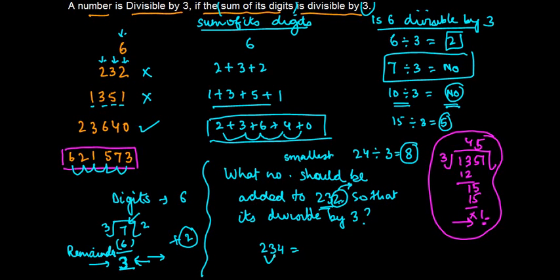Now if you see, 2 plus 3 plus 4 gives you how much? 2 plus 3, 5, plus 4 gives you 9. So the smallest number that should be added to make 232 divisible by 3 has to be a number which is added to the units place such that the sum then becomes divisible by 3. And we know how much we should add to 7 to make it divisible by 3? Obviously, we need to add 2. So we just add 2 to the units place.